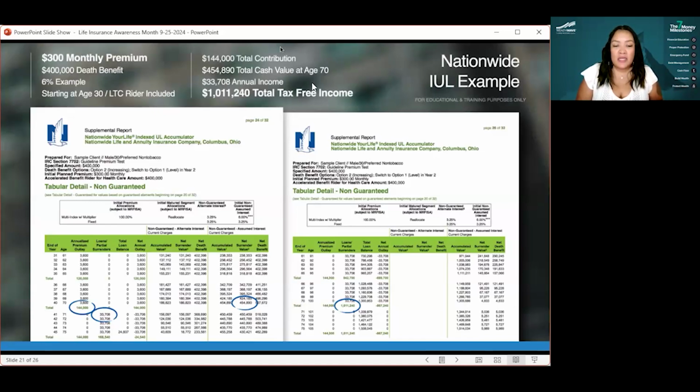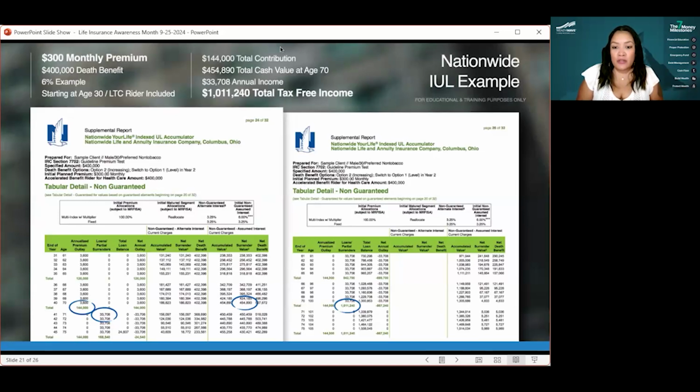And at age 70, he says, you know what? I want to actually turn on income. I want to pull out money from this policy every year for the rest of my life. Well, not the rest of my life, until I turn 100. He's able to pull out over $33,000 every single year, tax-free for 30 years, which represents over $1 million in tax-free income.